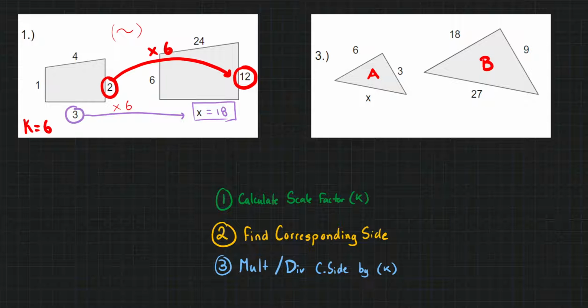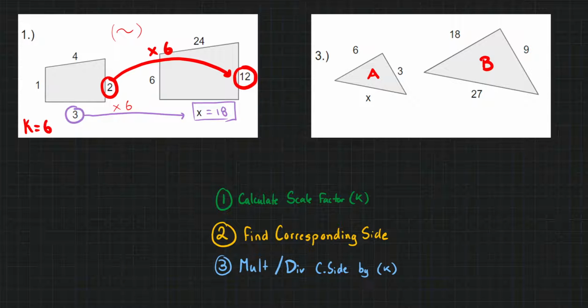There we go. Find the scale factor. Find the corresponding side to the missing side. And multiply or divide to get your new measurement. Mr. Grapp, you said multiply or divide. We only multiplied for this one. What do you mean by divide?